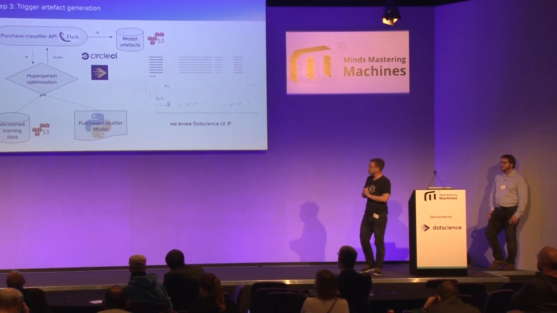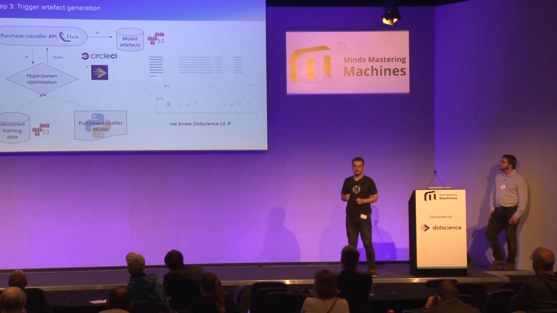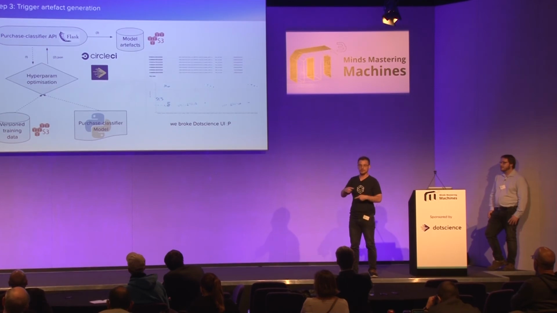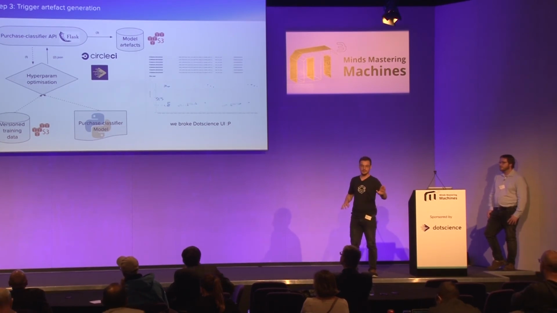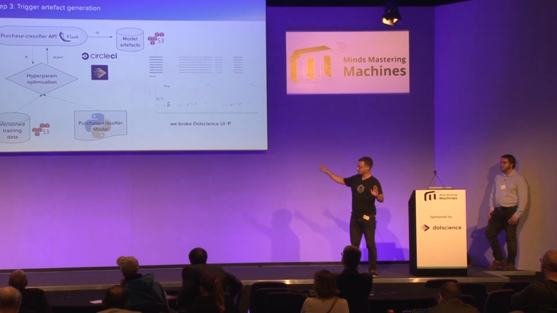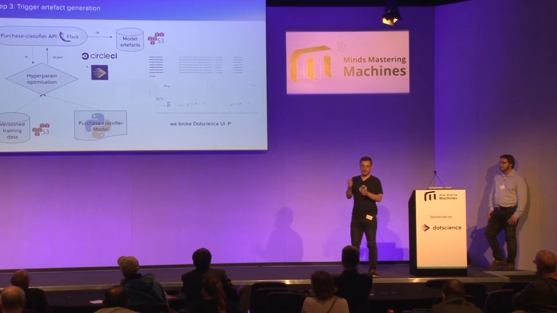So the final step here is to actually create and save the final model artifacts that are read by the purchase classifier API, the Flask API. So how do we do that? We tag a new version of the API, and that again triggers a whole Circle CI workflow. First step in the workflow is a hyperparameter optimization phase. What that does is it reads the training data from a versioned S3 bucket. It takes the purchase classifier model that's in our private PyPI repository, and based on the strategy that we've defined, it runs all the various model runs with the various hyperparameters.